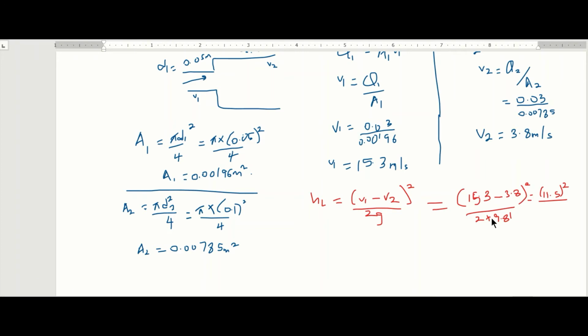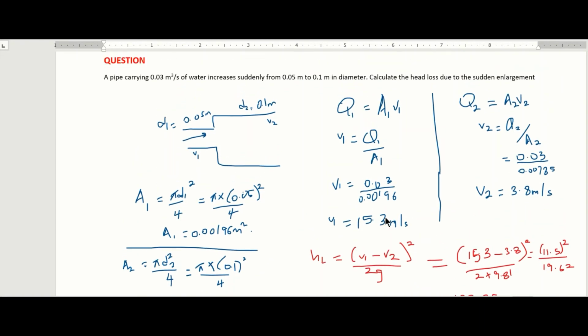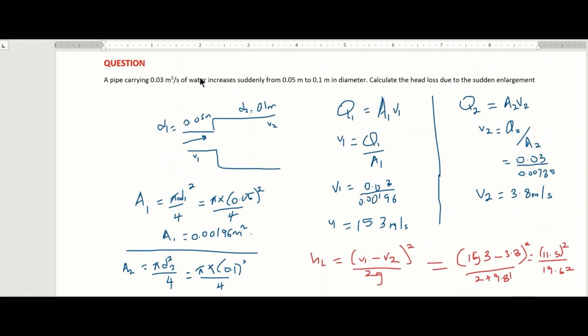Two times 9.81 gives us 19.62. So therefore 11.5 squared will give us 132.25, divided by 19.62. So therefore my head loss at sudden enlargement is 6.7 meters. So that is the head loss due to the sudden enlargement in this system.